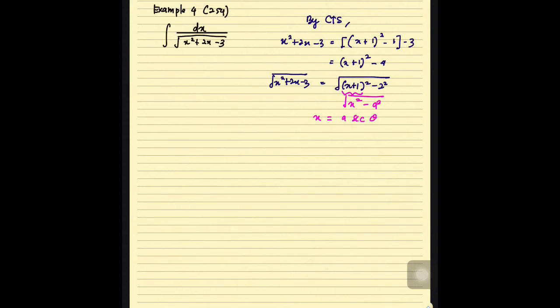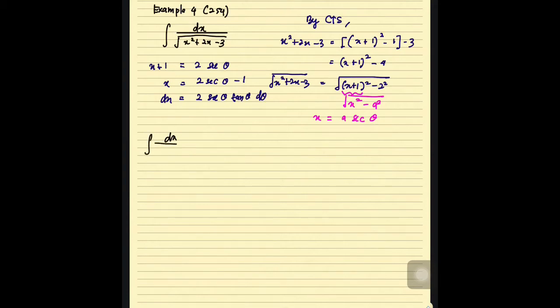But now our x is not x, our x is x plus 1. Therefore x plus 1 is equivalent to a secant theta, so your a is 2 secant theta. So your x is equivalent to 2 secant theta minus 1. So dx, differentiating, you will get 2 secant theta tangent theta d theta.